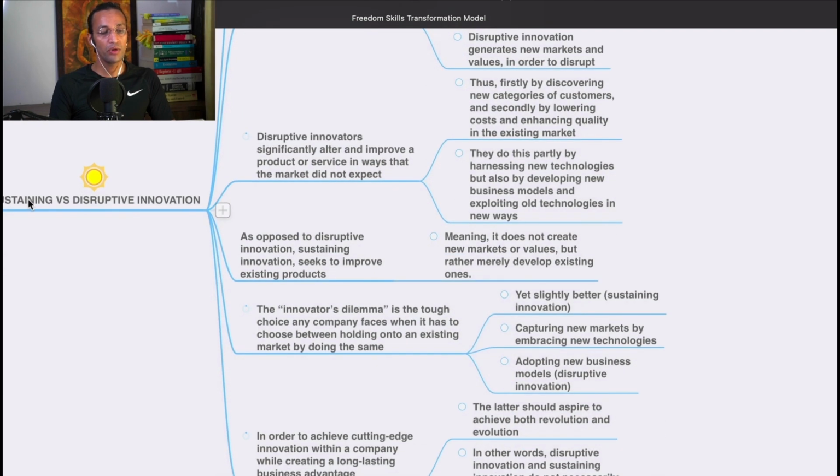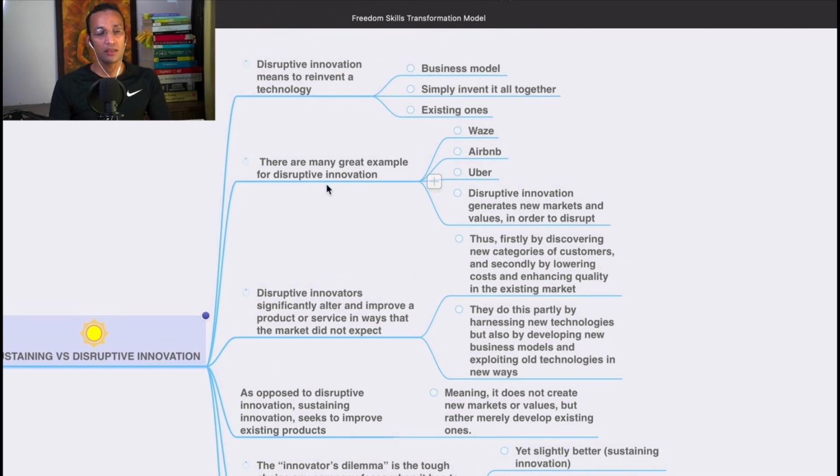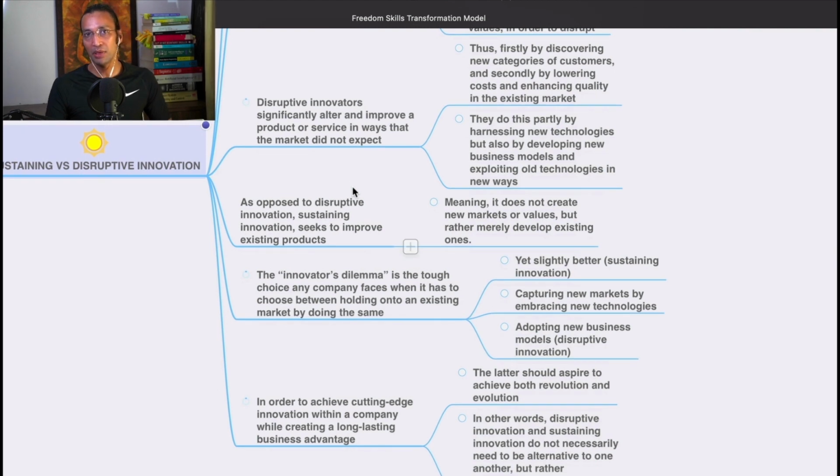And then sustaining versus disruptive innovation, there are different models. We have understood the four models. Disruptive innovation means to reinvent a technology, and sustaining is always improvements in the technology. So this is simply the distinction. Let's make it simple. Sustaining is improvements in the technology, always in the products and services. Disruptive is coming up with a new innovative product which changes the entire industry.